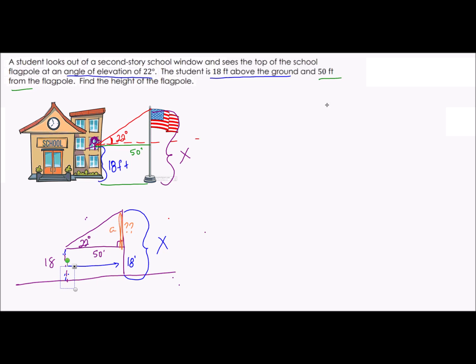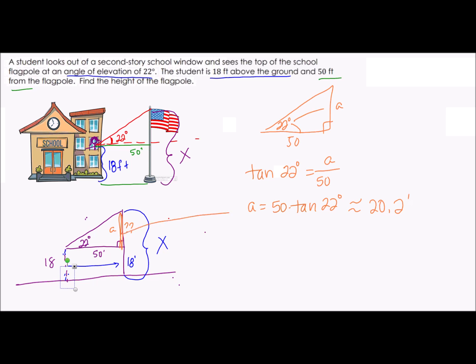So let's call that guy A. Here's what I'm solving. I've got 22 here, 50 here, and I don't know there. So for the angle, I've got opposite and adjacent, so of course I'm going to use tangent of the angle equals I don't know over 50. So my unknown side is actually going to be 50 times the tangent of 22 degrees, which is about 20.2 feet. Okay, so that's this little part.